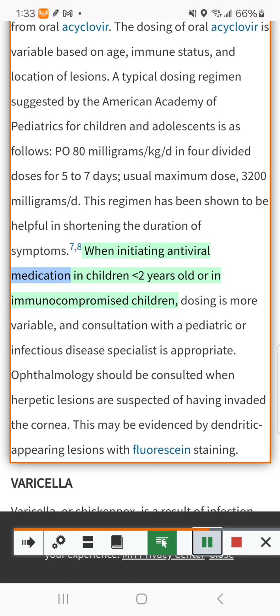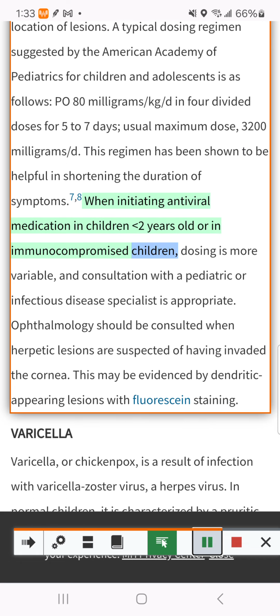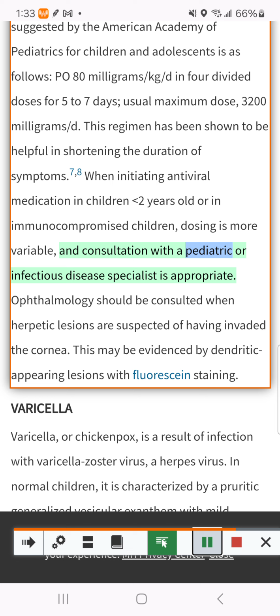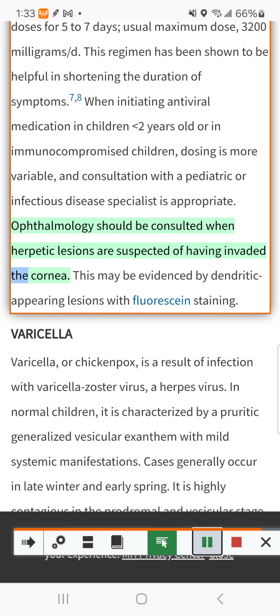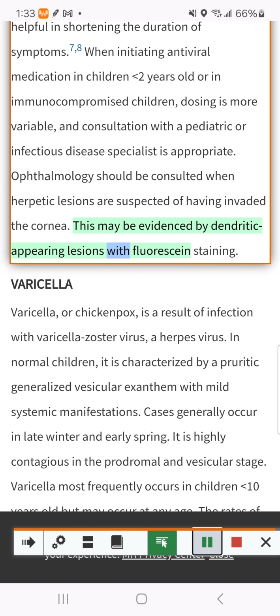When initiating antiviral medication in children less than 2 years old or in immunocompromised children, dosing is more variable, and consultation with a pediatric or infectious disease specialist is appropriate. Ophthalmology should be consulted when herpetic lesions are suspected of having invaded the cornea. This may be evidenced by dendritic-appearing lesions with fluorescein staining.